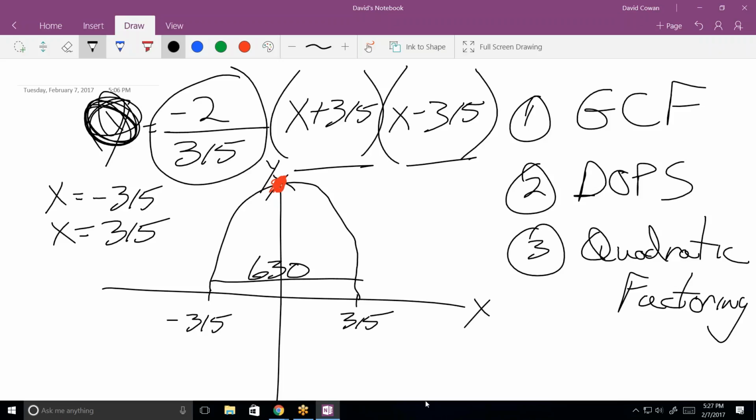So the height is minus 2 over 315 times, when I plug in 0 for x, I get 315. And when I plug in 0 for x there, I get minus 315. Well, that cancels with that. Multiply minus 2 times minus 315, and that turns out to be a positive 630. So the height is the same as the width on this particular tunnel.